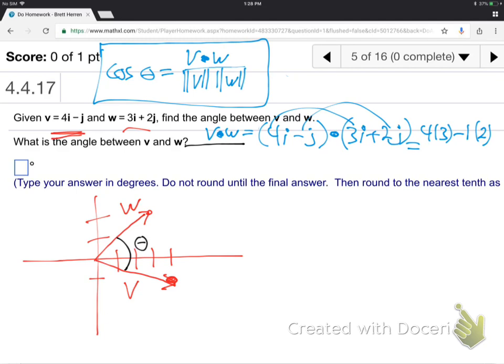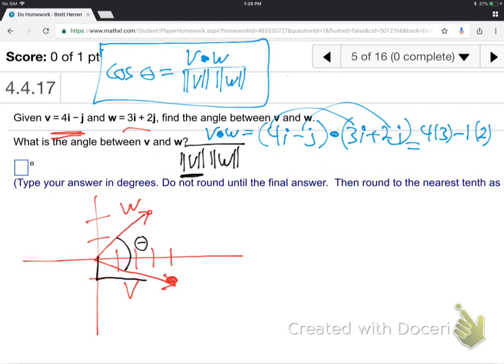Now, the denominator is supposed to be the magnitude of V times the magnitude of W. How do we find that? What's the magnitude of vector V? Remember we did that in last night's homework. Remember it's the square root of a squared plus b squared. Look at V, for example. How long is V? That's what they're asking us. Magnitude of V, the double bars, means length of. How long is vector V?